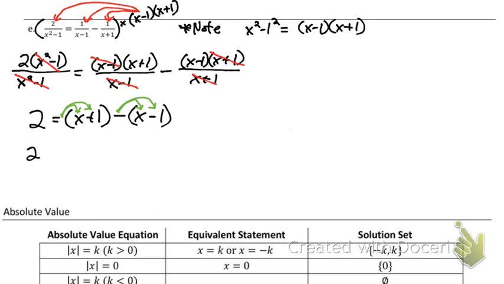So that's going to leave us with 2 equals, well, that's just x plus 1 minus x plus 1. Well, our x's will cancel each other out, and I'm left with 2 equals 2. That is a true statement, and so it's going to be an identity.